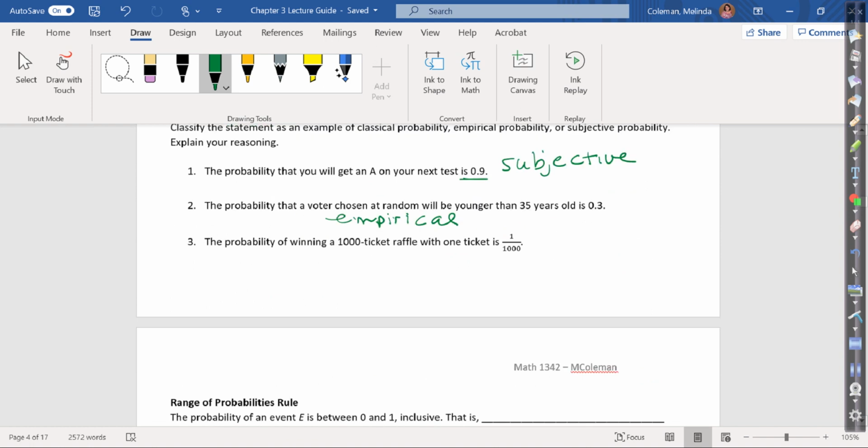The probability of winning a $100 raffle ticket with one ticket is 1 out of 1,000. And this one then would be classical. 1,000 tickets were sold, only one is a winner. So the probability that you win is 1 out of 1,000. And that would be classical.